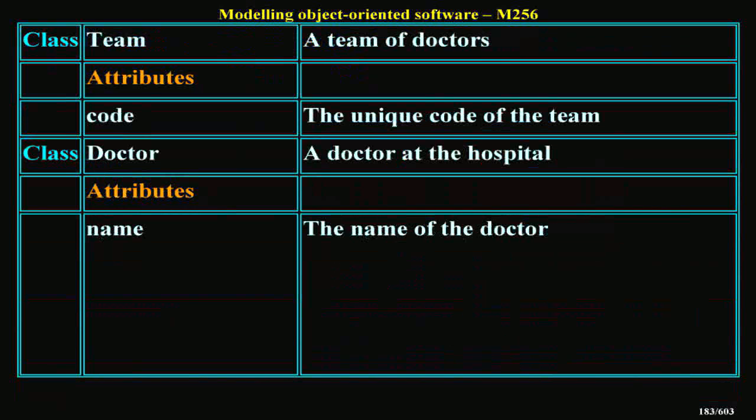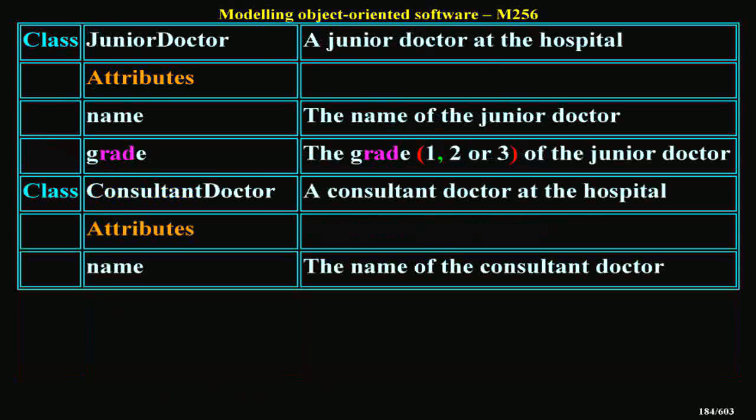Class, doctor, a doctor at the hospital. Attributes. Name, the name of a doctor. Class, junior doctor, a junior doctor at the hospital. Attributes. Name, the name of the junior doctor. Grade, a grade 1, 2 or 3 of the junior doctor. Class, consultant doctor, a consultant doctor at the hospital. Attributes. Name, the name of the consultant doctor.